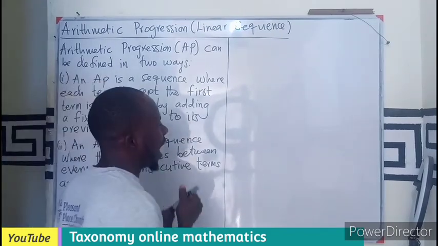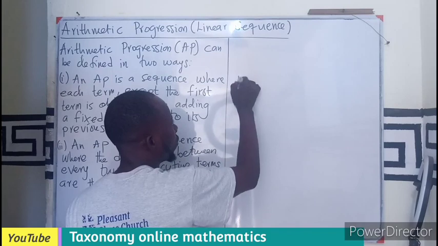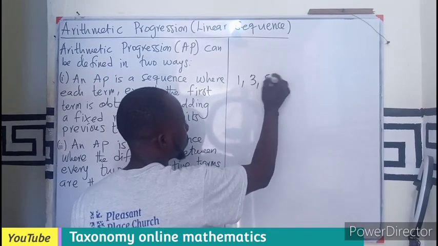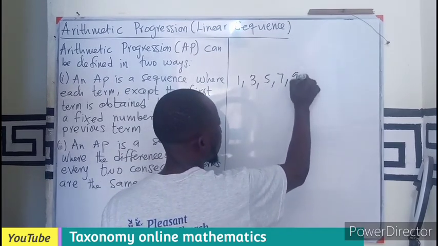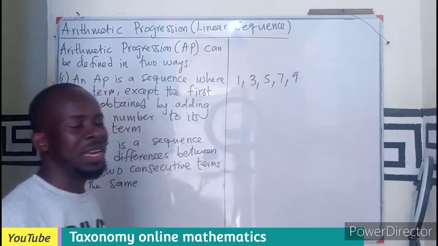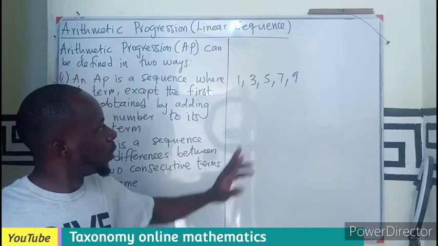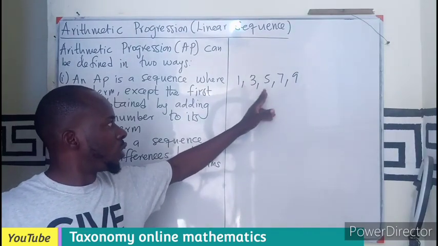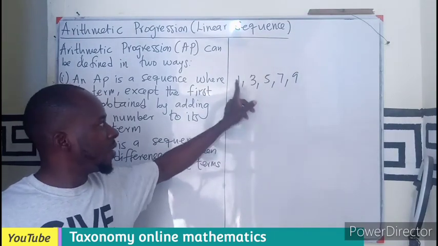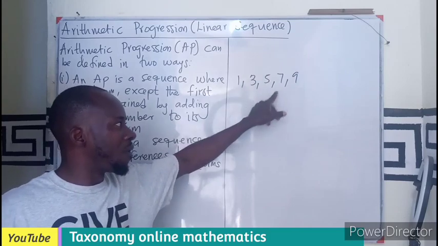So if I have the terms to be 1, let's say these are the terms. We explained that each of the elements in a sequence is called a term. So there are 1, 2, 3, 4, 5. There are 5 terms here. First term, second term, third, fourth, fifth.